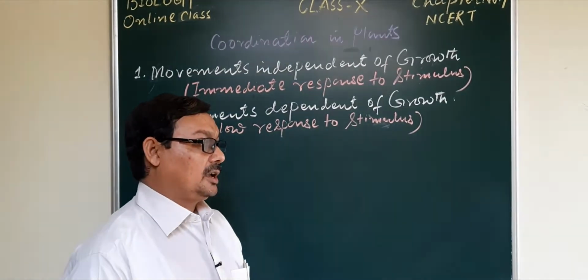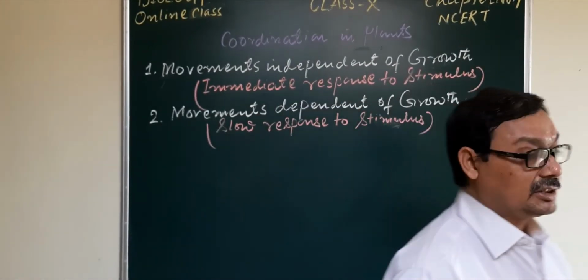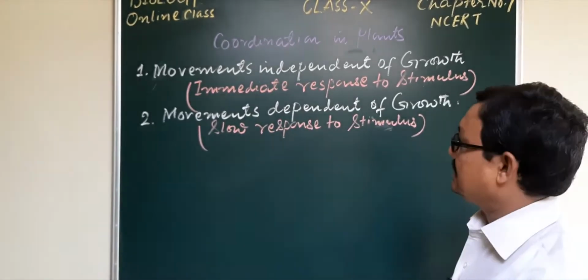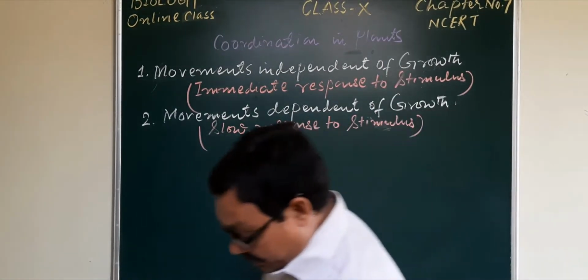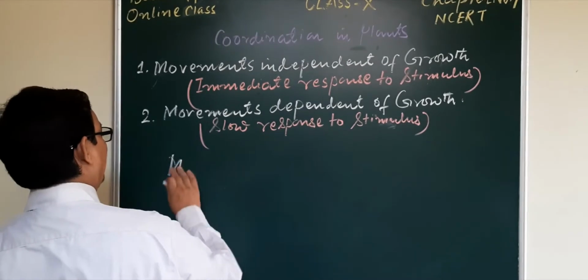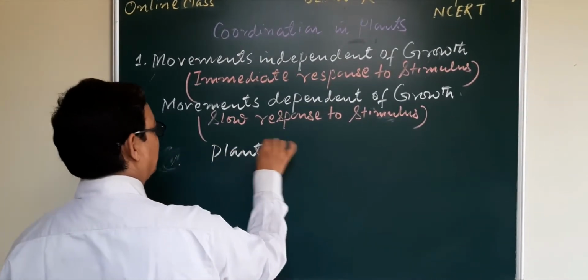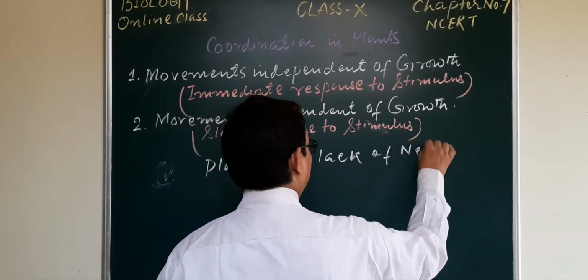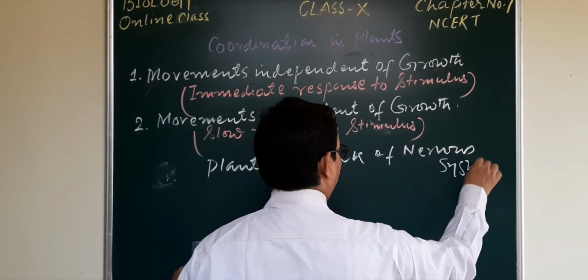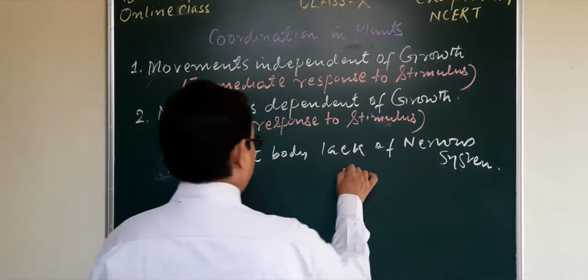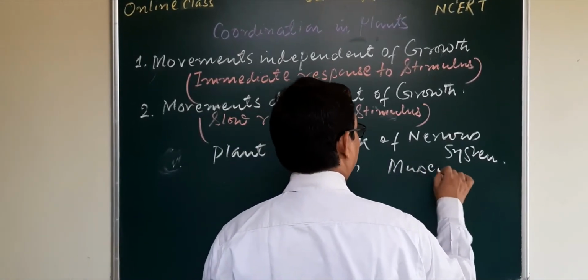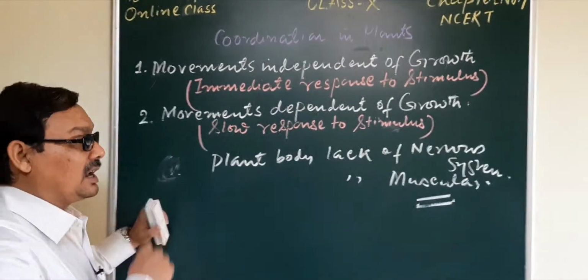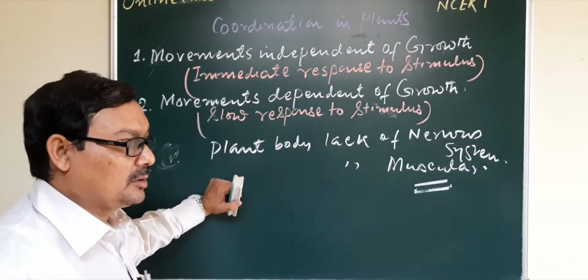If we look at all these things in the plant, we will find some difficulty, because in the plant body there is no nervous system, a lack of nervous system, and there is also a lack of muscular tissues, which are a contributing part in the communication system of the animal body.